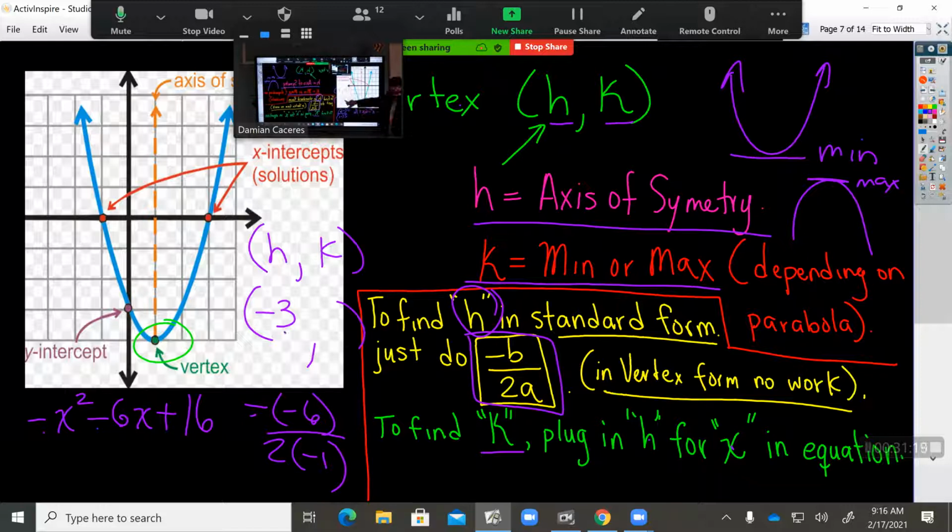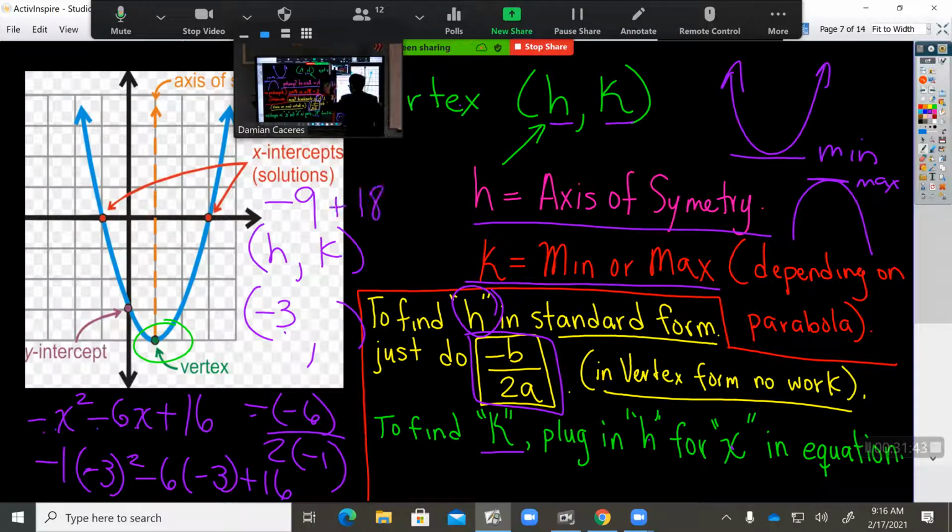Now that we got h, which is negative 3, you plug that in for x in the equation. So that would be negative 1 times negative 3 squared minus 6 times negative 3 plus 16. Exponent first. So negative 3 to the second power is 9. 9 times negative 1 is negative 9. So we have negative 9 plus 18 plus 16. Negative 9 plus 18 is positive 9. And 9 plus 16 is 25.